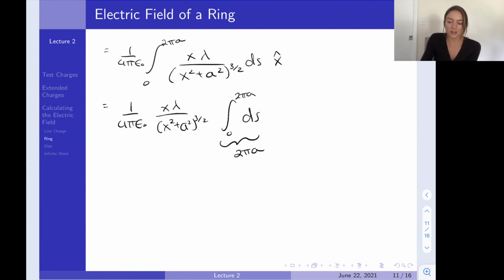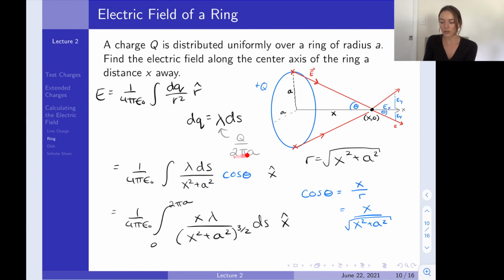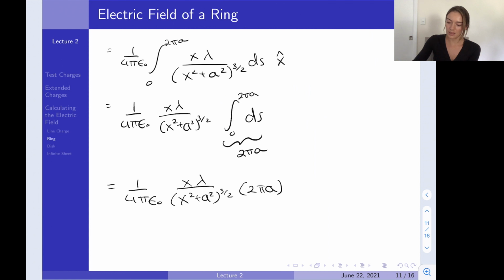So there's really nothing to integrate. So I can now rewrite my equation here: x, lambda, over (x squared plus a squared) to the 3/2, and then I just have a 2a tacked on at the end. And now I can do the same thing I did before and replace my lambda with q over 2 pi a. So let's replace lambda with q over 2 pi a.